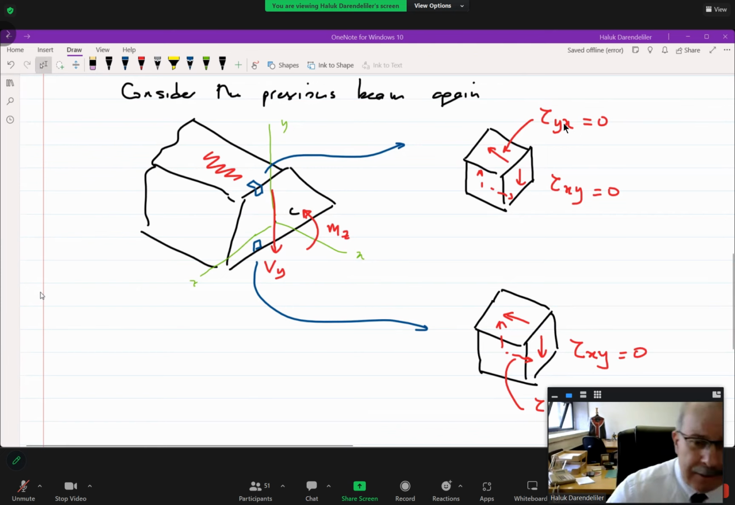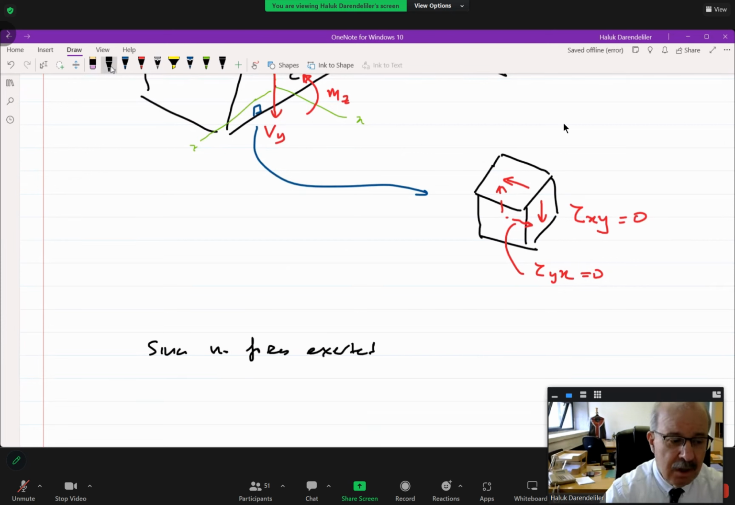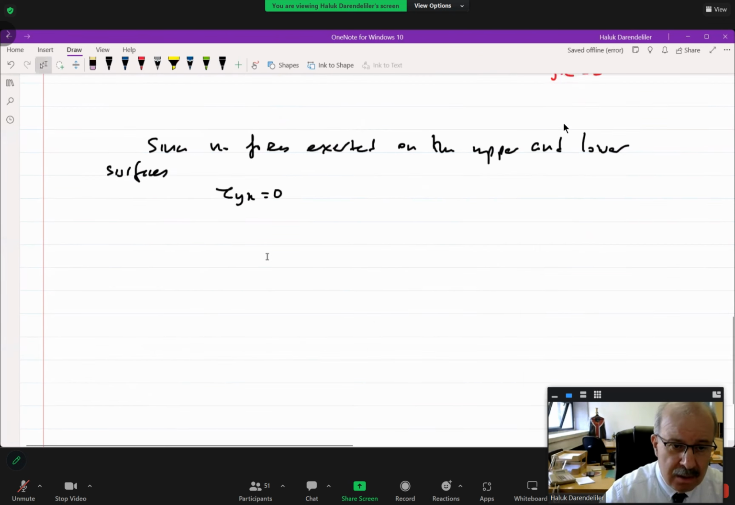Now, okay, now let me write this result. Since no force is exerted on the upper and lower surfaces, as you see, we have tau yx equal to 0. It follows that tau xy is 0.